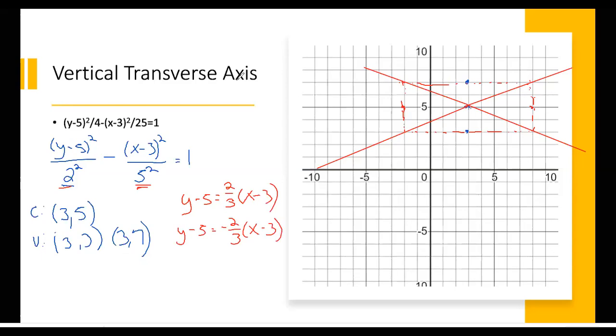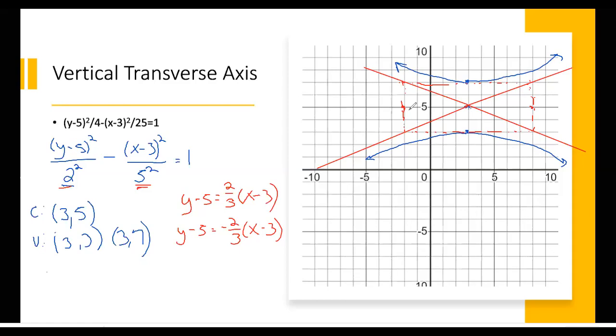Now we can draw our hyperbola. And again, we're going to go through the center and approach our asymptotes. We're bound by our asymptotes. Okay. And finally, we want to find our foci.